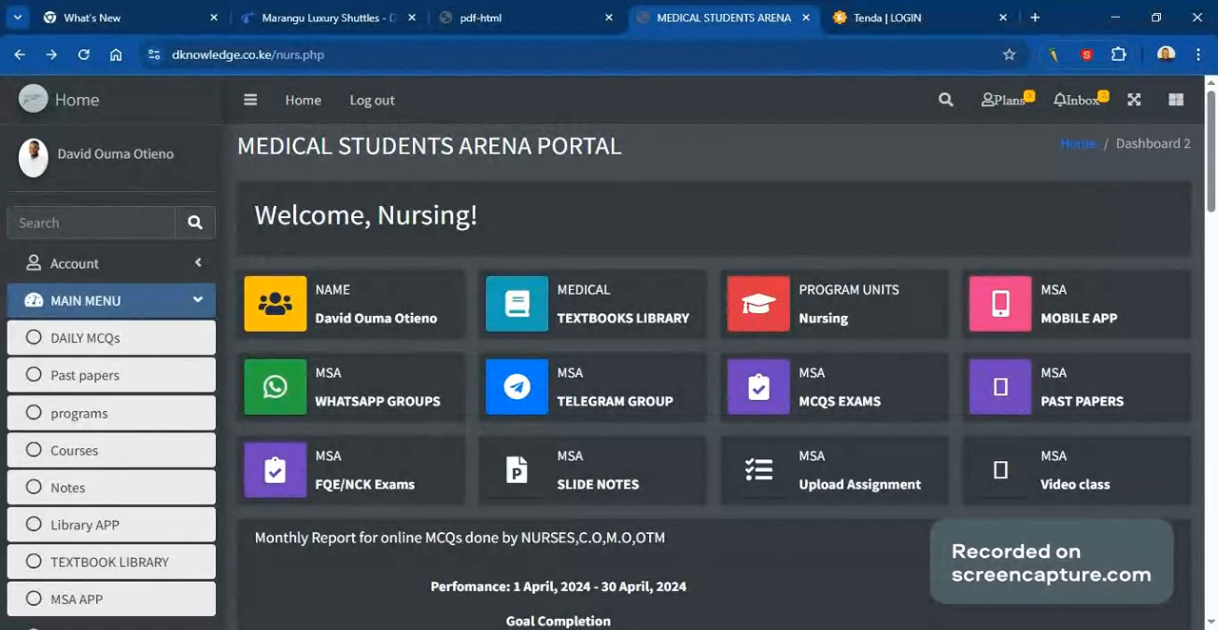Before I start, I want to help you and introduce something to those people who are not familiar with Medical Students Arena portal. When I mean MSA, I mean Medical Students Arena, not Mombasa, like some people assume it to be. Now, this is the front page for any student who logs in this portal.